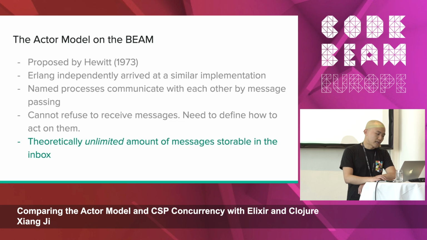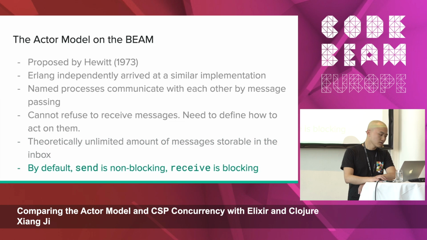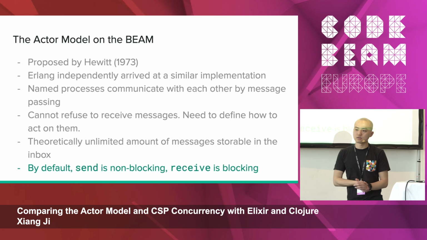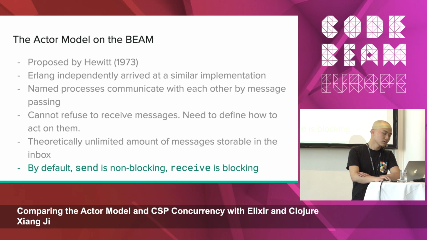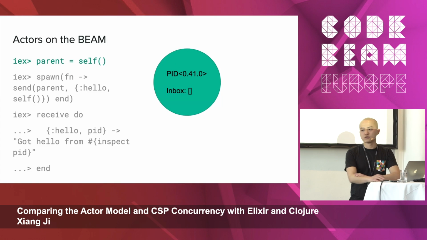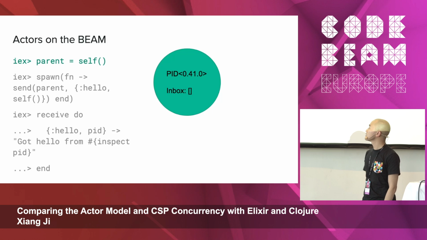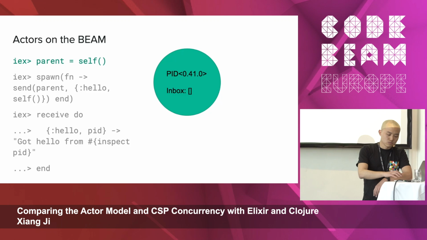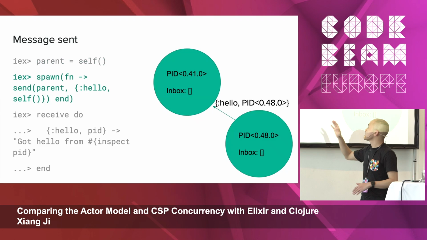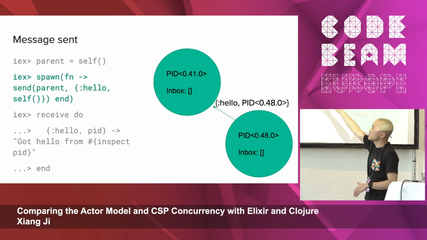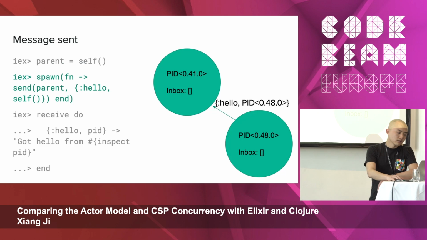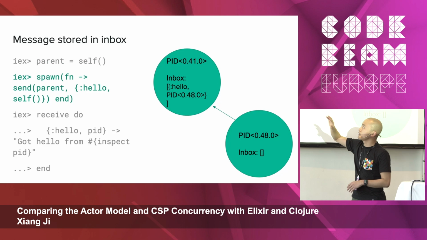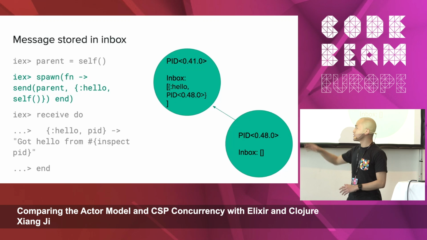And you have to define how to act on the messages you receive in the mailbox. By default, sending a message is non-blocking, and receiving a message is blocking. I'm going to illustrate in more detail what I mean. This is a very simple example, actually from the Elixir website. We have IEX, which is this process here, and we spawn another process, which we ask to send the message, hello, Pete, to the spawning process, which is IEX. At this point, this message has already arrived in the mailbox of the IEX process.